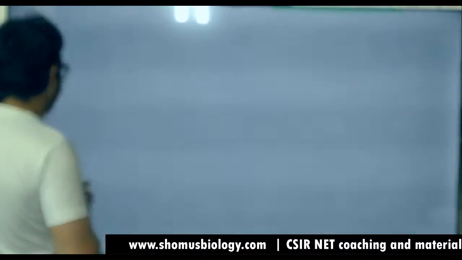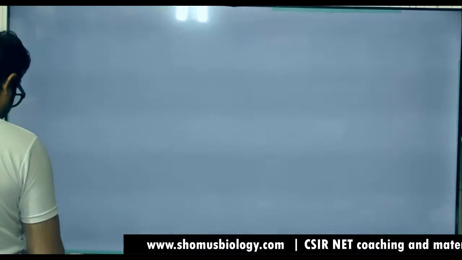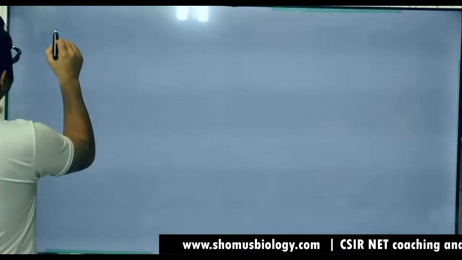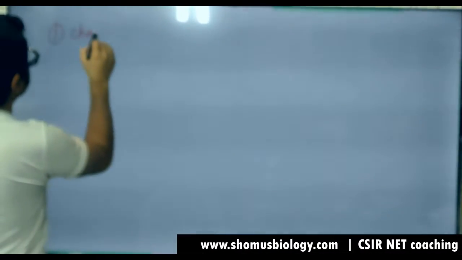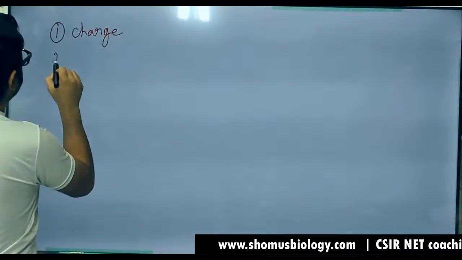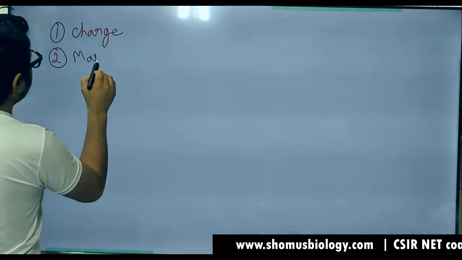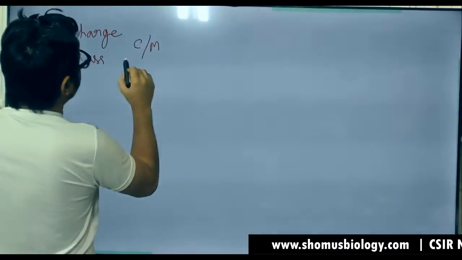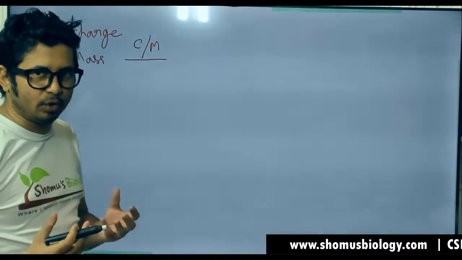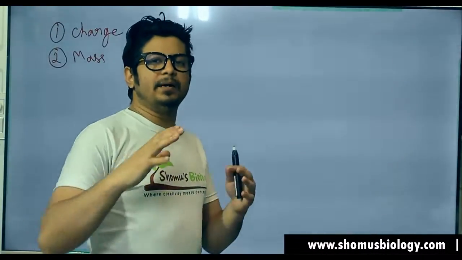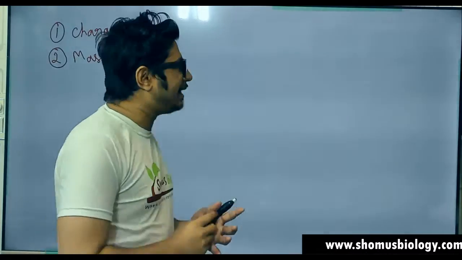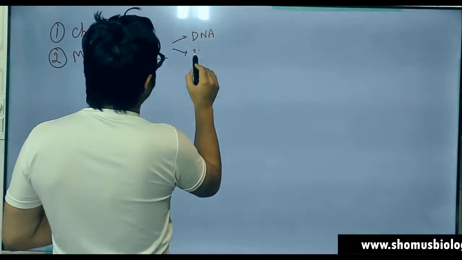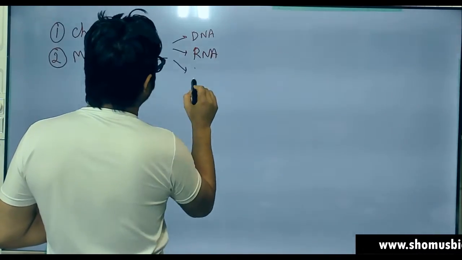Two things play a very important role here. One is the net charge, okay, and the second thing is the mass of that molecule, and we simply call it the charge to mass ratio. This ratio plays a vital role in separating a mixture of molecules from each other, and that molecule can be DNA, RNA, or proteins.